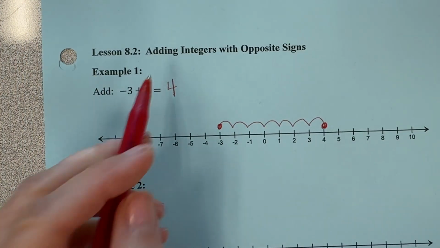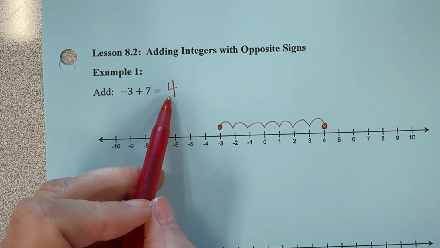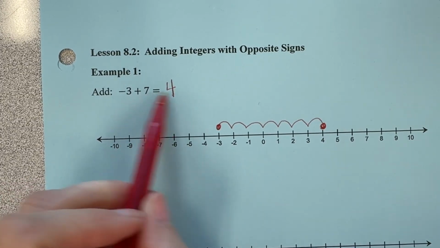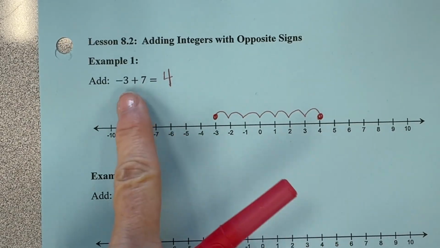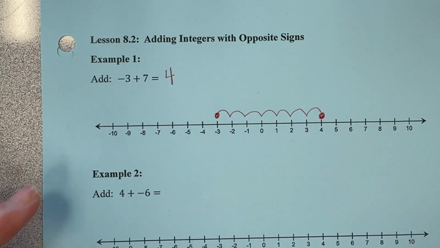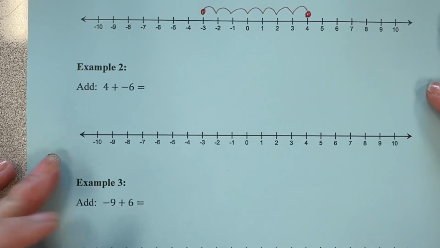Now, what's interesting is that that final answer is positive. So we'll come back to this in a minute and look at what our trick is going to be so that we don't always have to use the number line. So -3 plus 7 is 4. Okay, let's go to our next one.